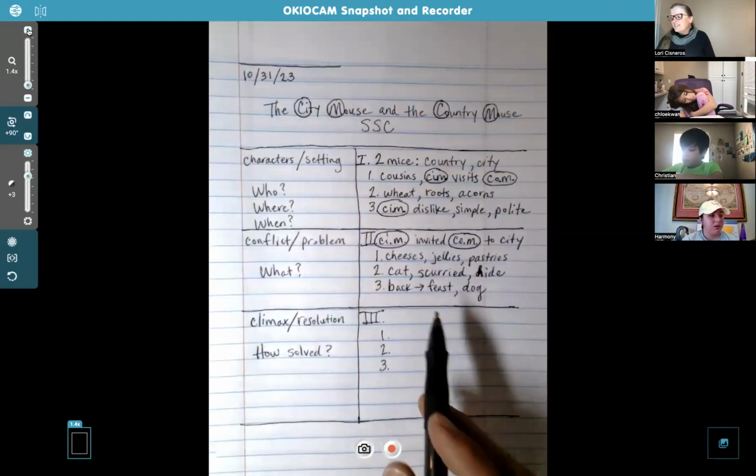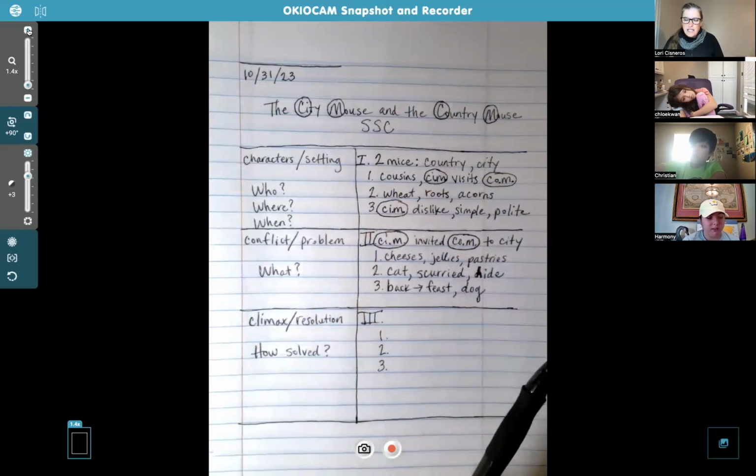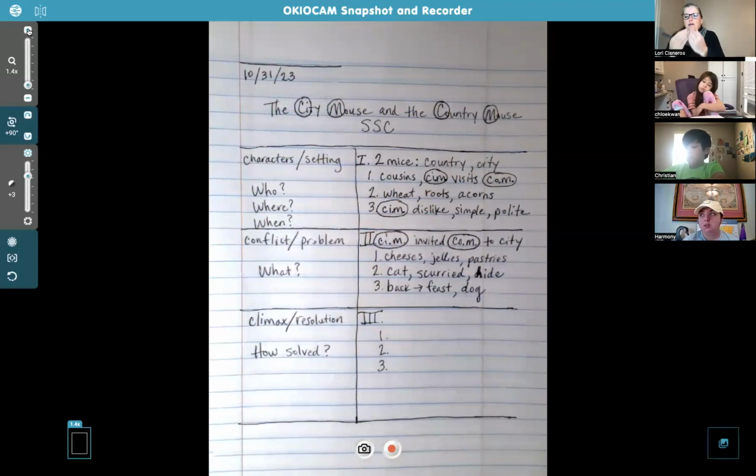So, okay, so after the dog came, did the country mouse even get to try anything after the dog? Because the cat came in right as she was getting ready to take a bite of cheese. Remember that? And then they went to hide and they're scared. And then they came back out and then the dog came into the scene. Did they get to eat anything? Do you remember?